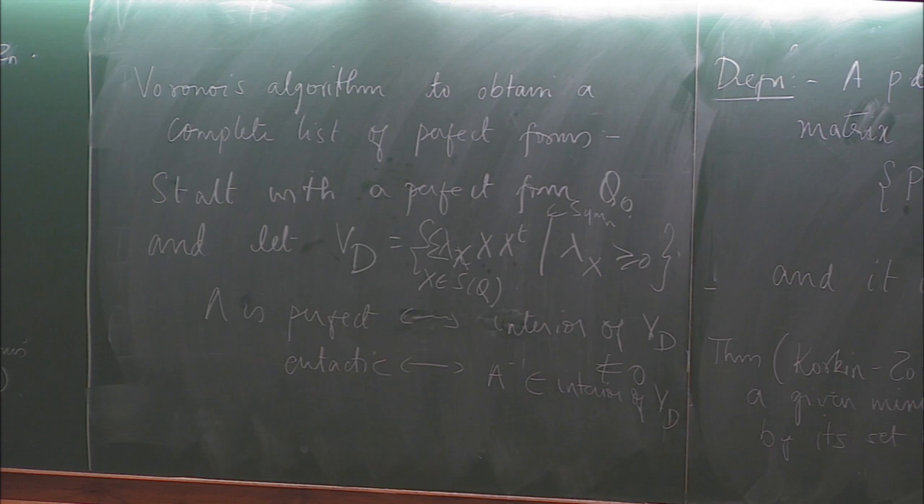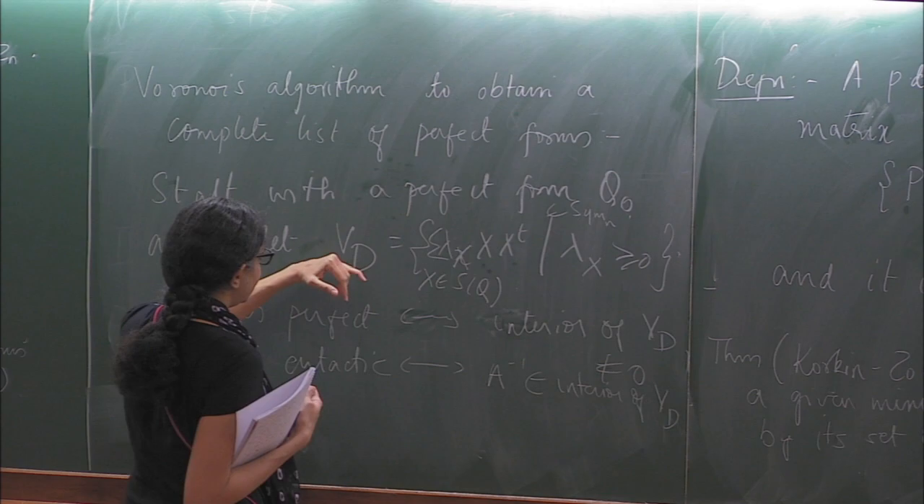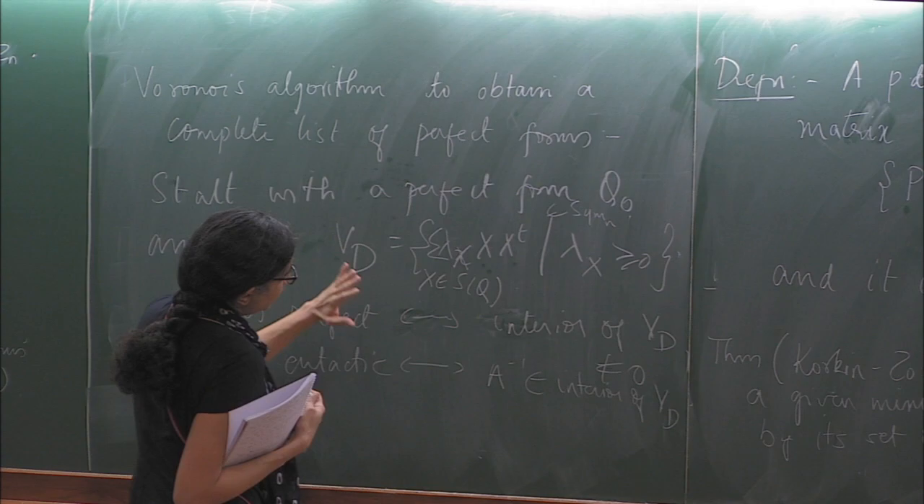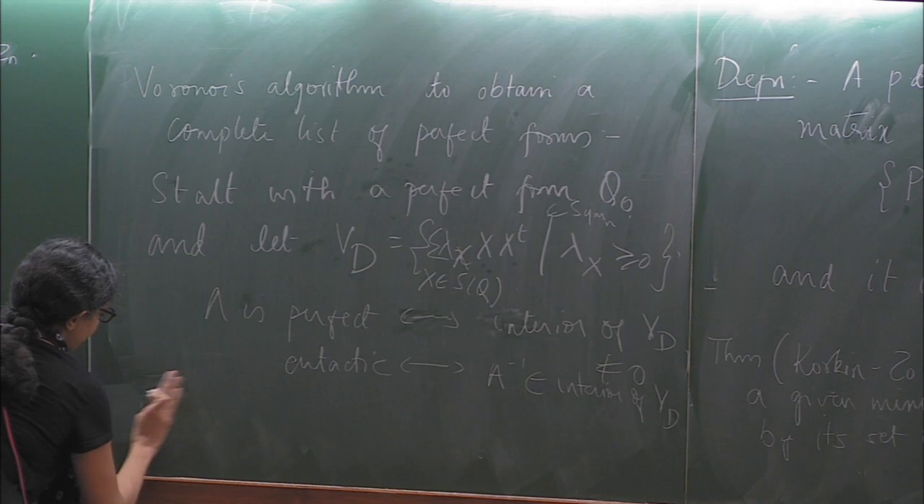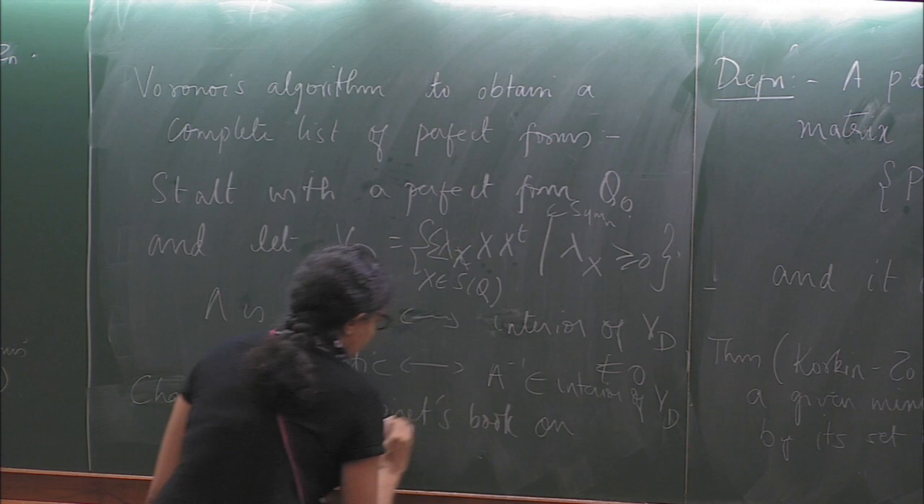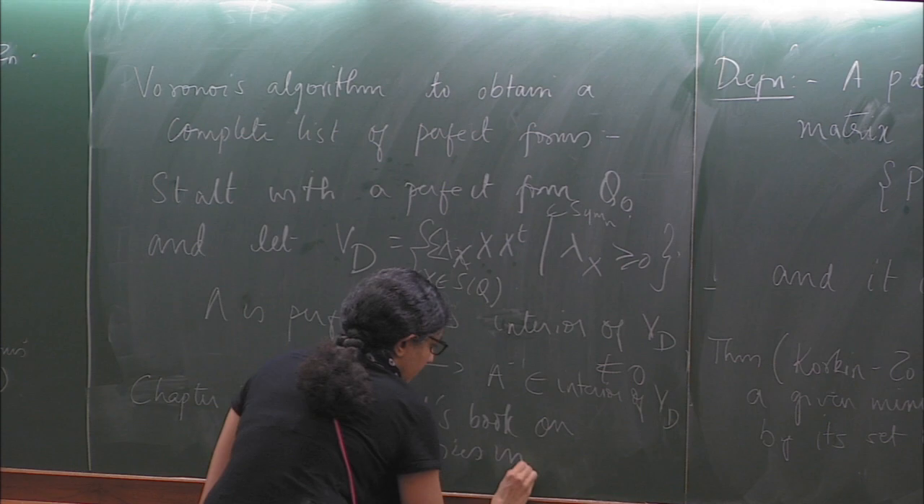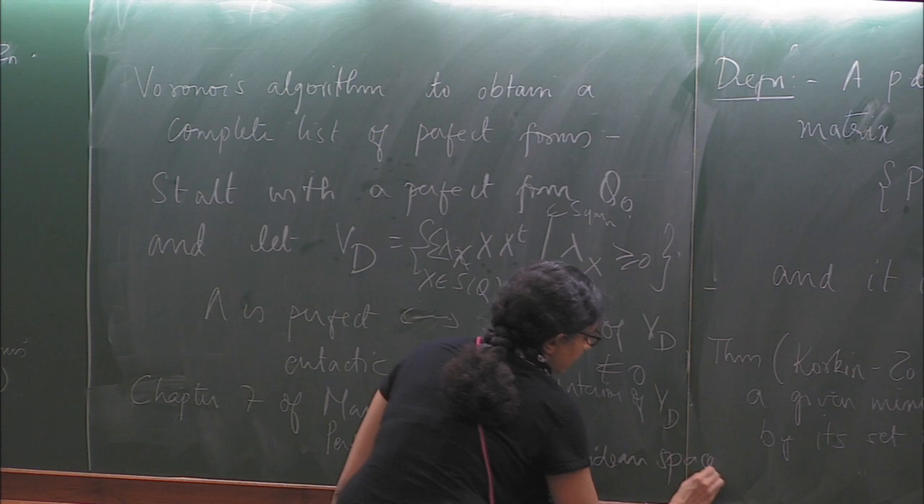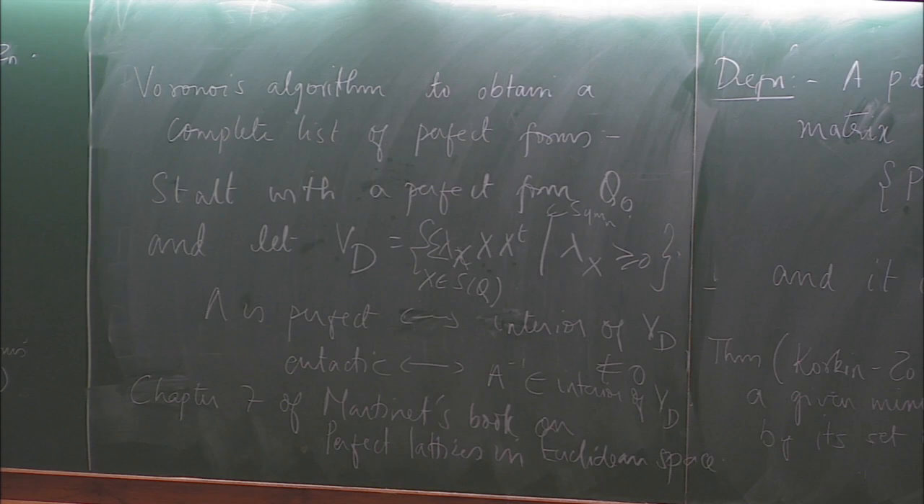And as I said, one shows that this is a polyhedral convex cone, and for each simplex in this domain, one constructs a perfect form, which is the part that I don't understand, but I'll give you a reference for this. This is covered in chapter 7 of Martinet's book on perfect lattices. Yeah, I guess that's all I have to say today. Let's talk.